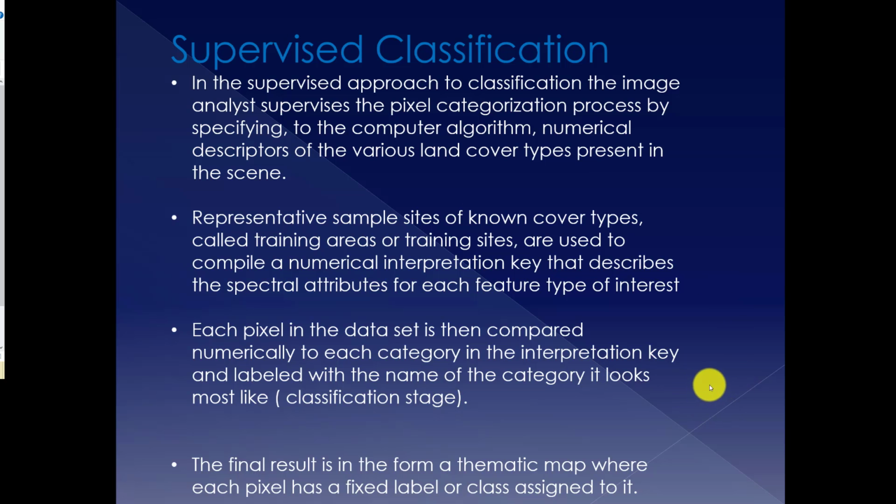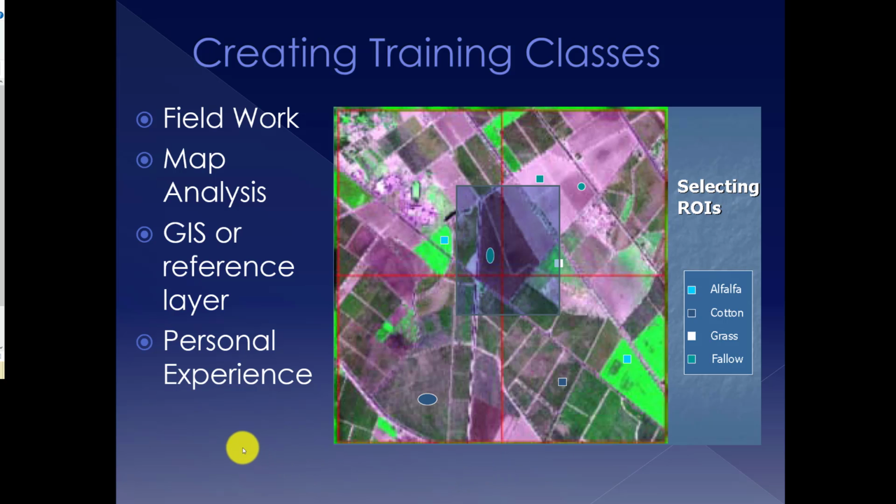So each pixel in the data set is compared numerically to the categories that have been created, and they are either classified as belonging in that classification or not. And then the final result is a thematic map where each pixel has a fixed label or class assigned to it.